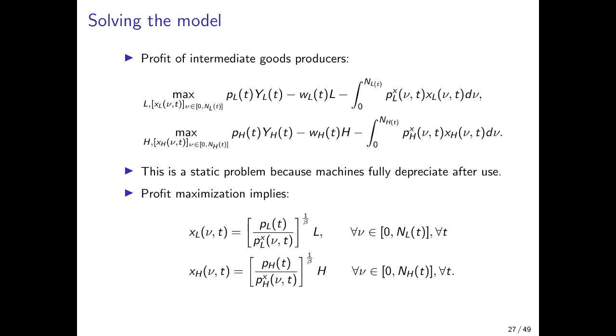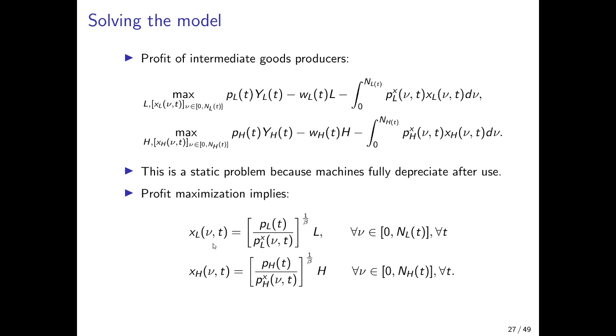Now machines fully depreciate after use, so therefore it's a static optimization problem. I don't have to take care of the scrapping value or something like that of the machines later on. Then profit maximization would be that I take the derivative of this function with respect to the two inputs in production that I can choose. And here we have the solutions for the inputs of the machines, because that's the demand function that I need in the sector, in the machine producing sector, as a side constraint for the profit maximization problem of the machine sector.